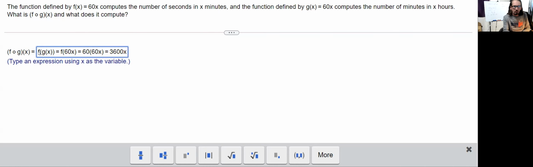And what that's computing, since G was applied first, we turned the number of hours, X, into the number of minutes. And then we further break down the minutes into seconds. So if we have X hours, multiplying that by 3600 is going to give us how many seconds there are in X hours.